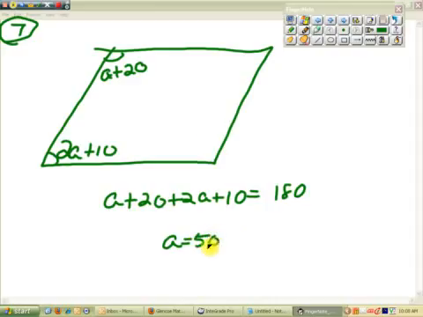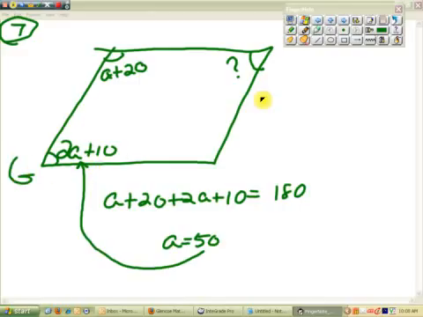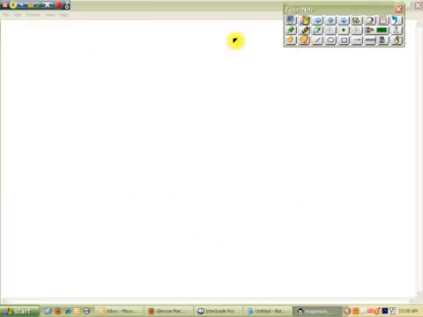But we don't want A. What we want is this angle here. This is the angle they're looking for. They want to know what ACF is. So we plug 50 into this angle. Why? Because angle G right here and angle C are equal. When you plug 50 into this angle, you get 110, which is the same as C. So your answer is 110.